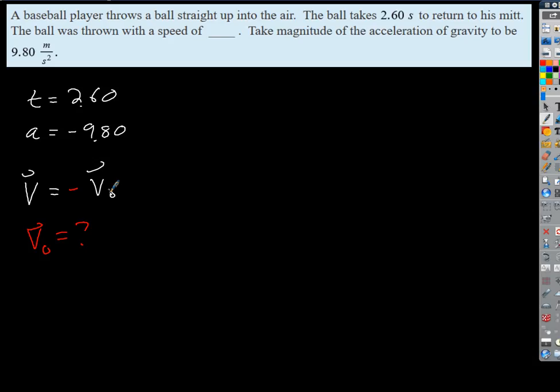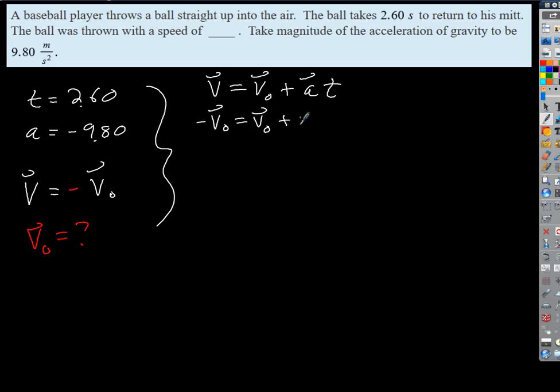So for those variables, which equation would I probably use? Equation 2, V equals V naught plus AT, right? We're trying to solve for V naught, but we could make the trade V equals negative V naught. So now I get negative V naught equals V naught plus AT. What would I do to isolate V naught? I've got some like terms, don't I? Everybody see that? So I could just subtract V naught from both sides of the equation.